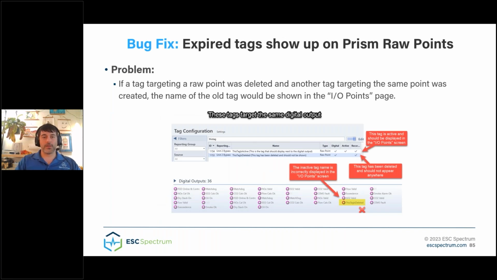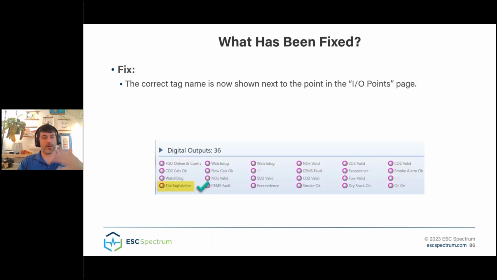All right, expired tags show up in the Prism raw points. This is a weird edge situation, but if a tag targeted a raw point, and that tag was deleted and then another tag targeting the same point was created, the name of the old tag would still be shown in the IO page. Kind of a minor thing, you probably haven't come across this too often, but now we fixed that. It'll update the page as you expect.